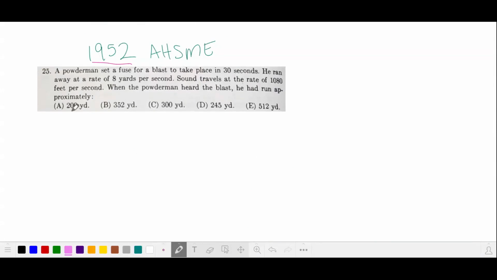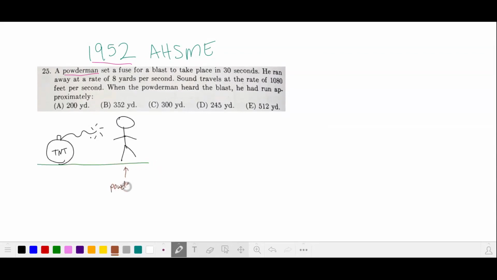I don't think you'll see a problem like this in any current AMC because I don't think very many students know what a powderman is. I'm not even really sure what a powderman is, except I can guess from the problem statement. It sounds like a person who sets up some kind of explosive, lights the fuse, and runs away. In this problem, this is what I picture.